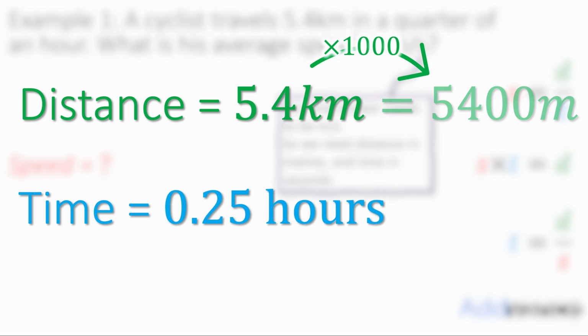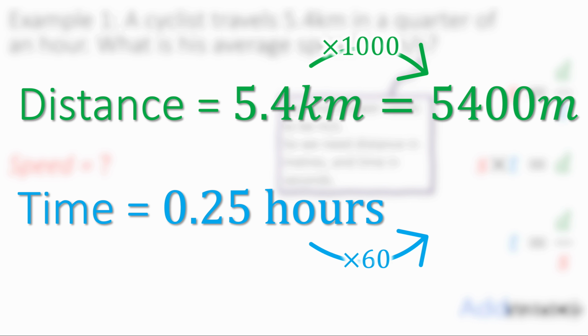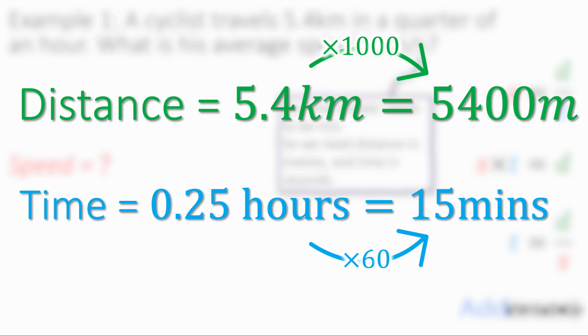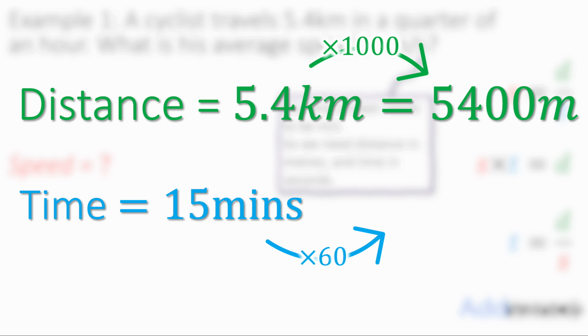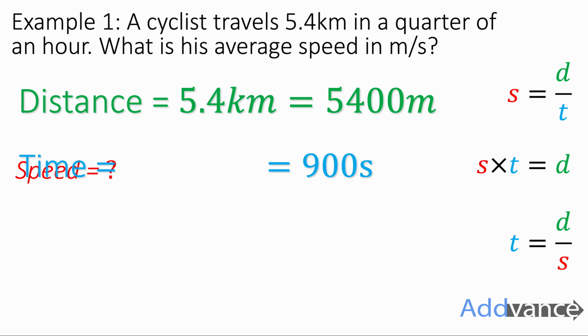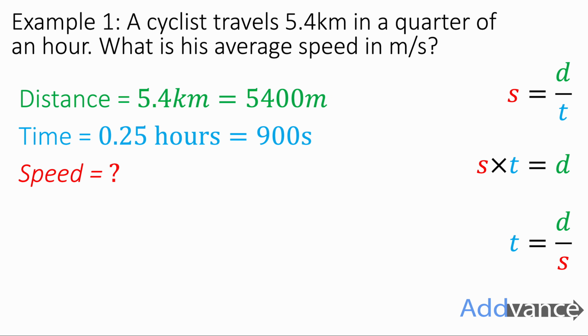5.4 kilometres is the same as 5,400 metres, because to go from kilometres to metres, you times by 1,000. For time, there are 60 minutes in an hour, so we'll times by 60 to get to 15 minutes. 0.25 hours is 15 minutes. Use your calculator for that. And then we times by 60 again, because there's 60 seconds in a minute. And we get that 15 times 60 is 900 seconds. So 0.25 hours is 900 seconds.